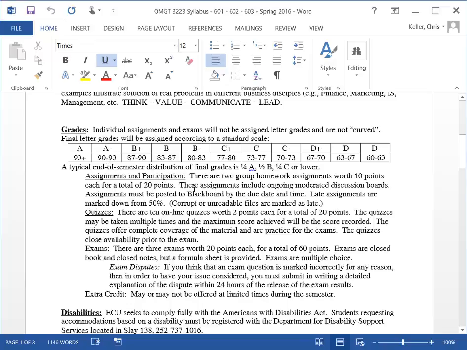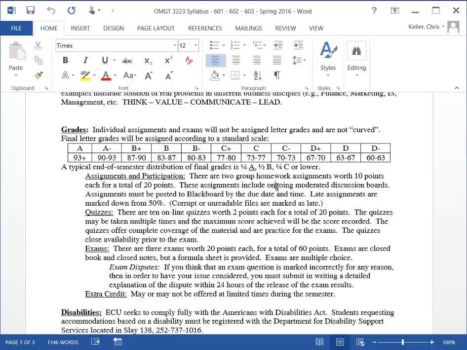Now the other 20% of the course are group assignments. These are worth 10 points each, for a total of 20 points. Everybody in the group gets the same grade. There's no peer evaluation. There's no relative rankings of this. You must participate in your group's discussion board. And we'll talk about groups a little more as we go along.